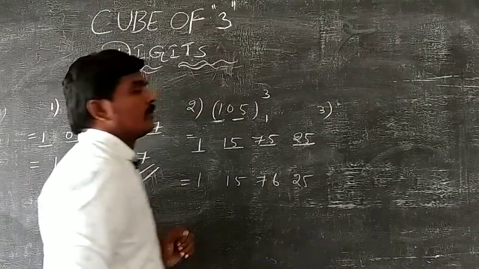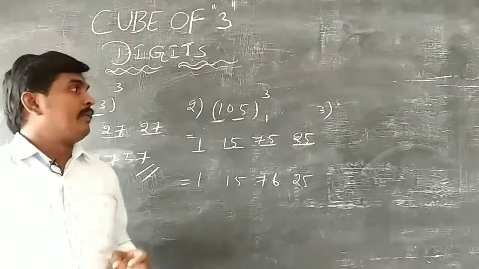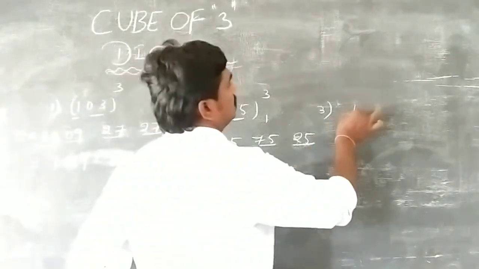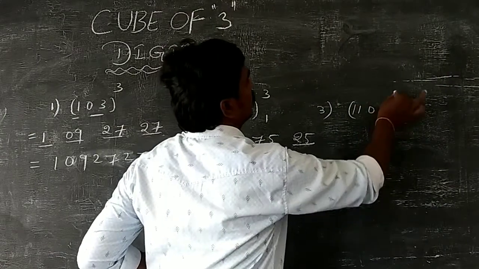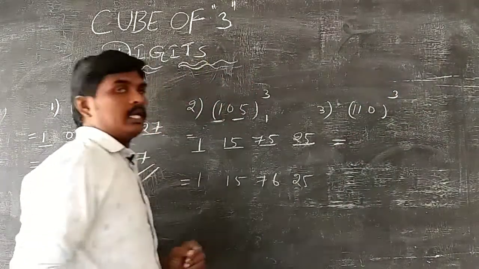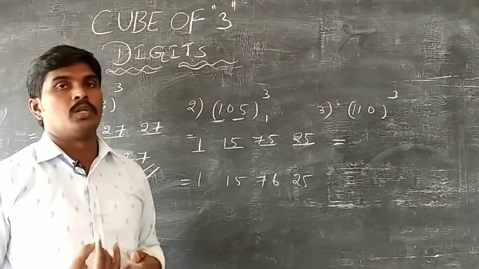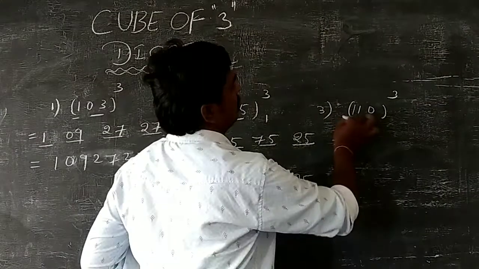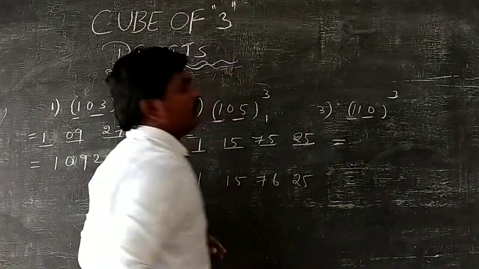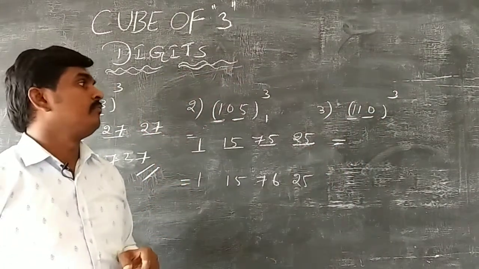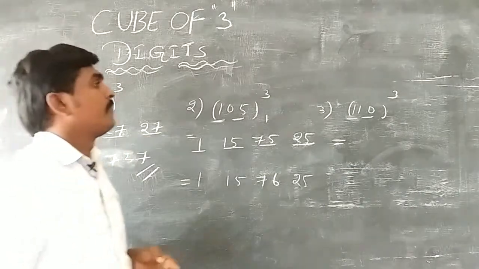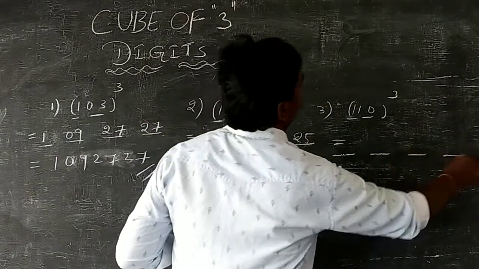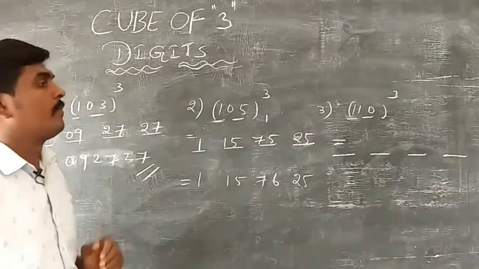Now I am going to explain 110 whole cube. How to find it out? Very simple. In these three numbers, the first number is 1 and these two digits make one group. So 110 whole cube we are going to find. Afterwards, draw the 4 dashes. 4 dashes we have to draw.